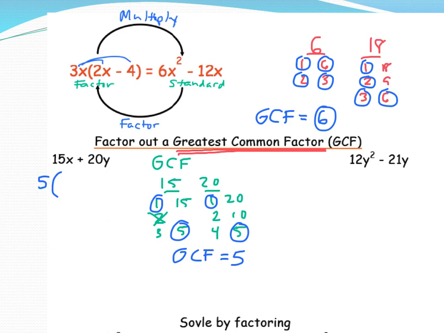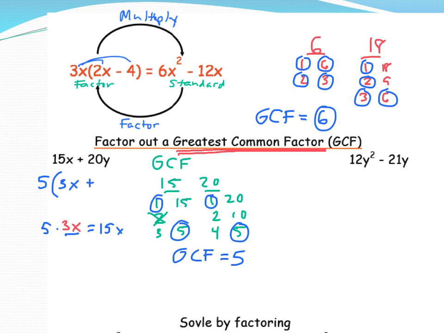If I pull out a 5 from 15x, what's left behind? Here's what you've got to think about: 5 times what would give me 15x? What would need to go in that blank? Well, numbers-wise, a 3 must go in that blank, and then also an x, because it's going to be 15x. So when I factor the 5 out, there's going to be a 3x left behind.